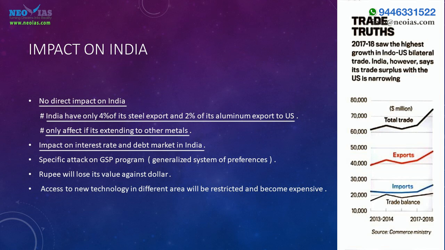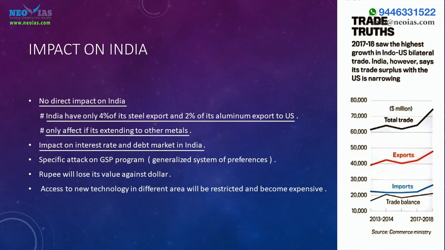And India has a trade surplus with US and US has already expressed concern over this. In the data given in the picture, you can see an increase in the trade from 2014 to 18, that is of India to US. So in that case, India's membership to the GSP program will be threatened.